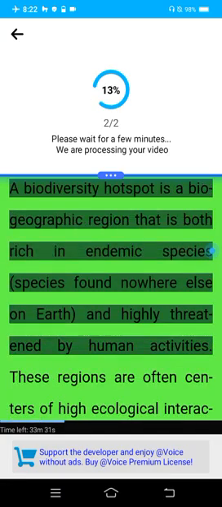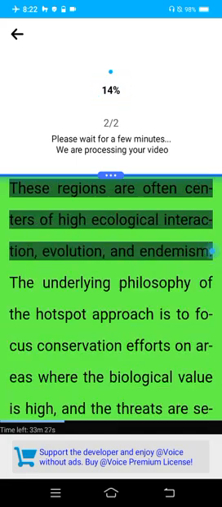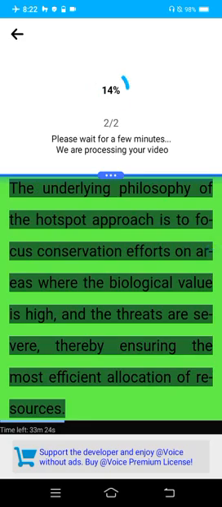human pressure. Concept of biodiversity hotspots. A biodiversity hotspot is a biogeographic region that is both rich in endemic species found nowhere else on Earth, and highly threatened by human activities. These regions are often centers of high ecological interaction, evolution, and endemism. The underlying philosophy of the hotspot approach is to focus conservation efforts on areas where the biological value is high and the threats are severe, thereby ensuring the most efficient allocation of resources.